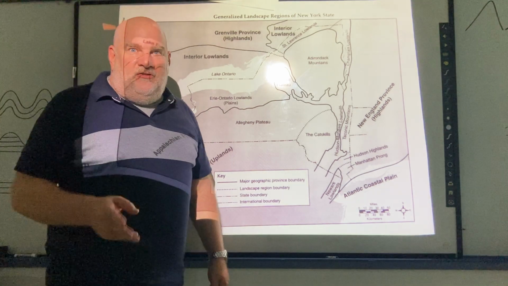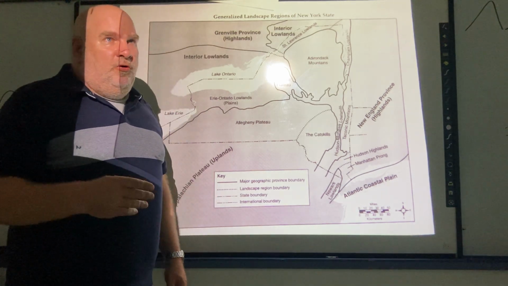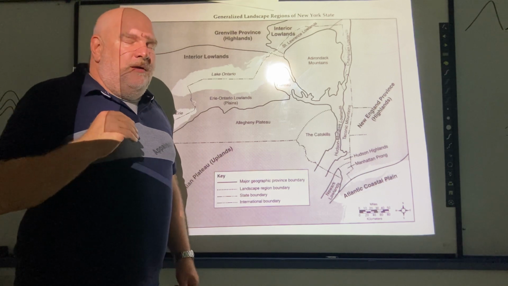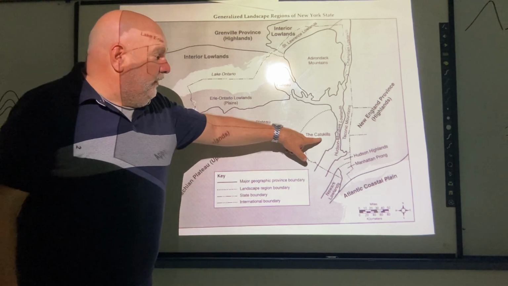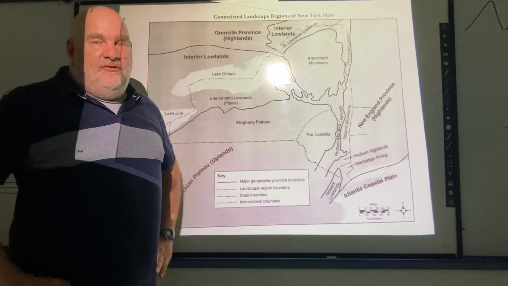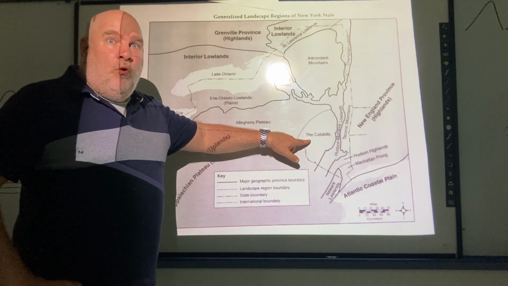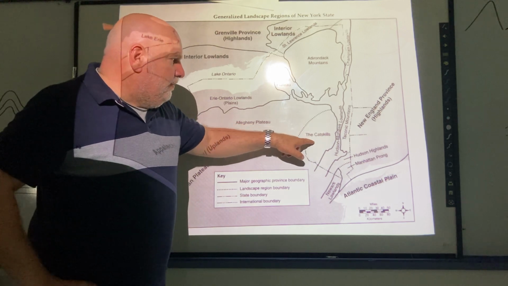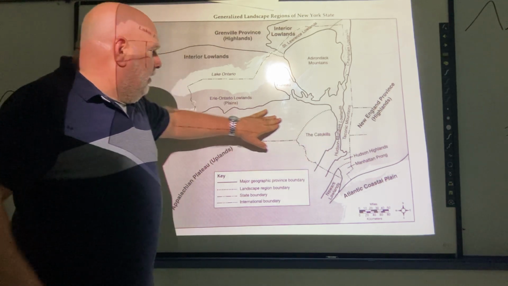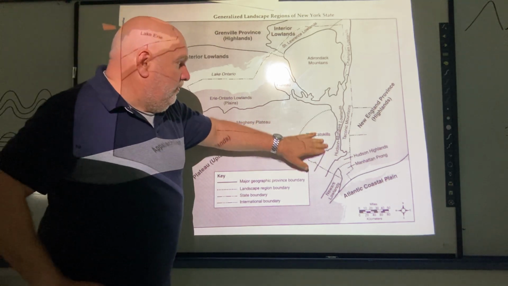Now, a famous example where people have made a misnomer, where they misnamed something, is the Catskills. People usually call them the Catskill Mountains, but in the Catskills the rock layers are horizontal. The Catskills technically aren't mountains. The Catskills are part of the Allegheny Plateau over here.